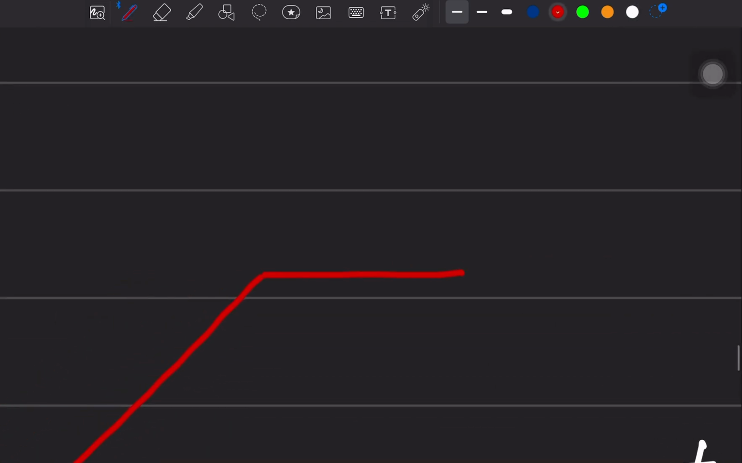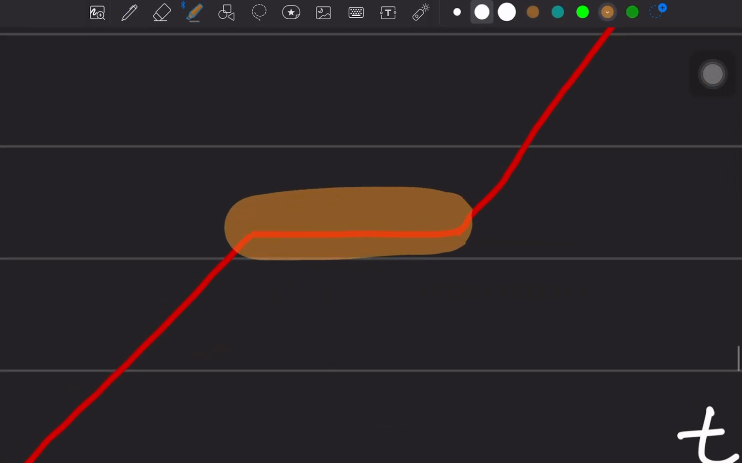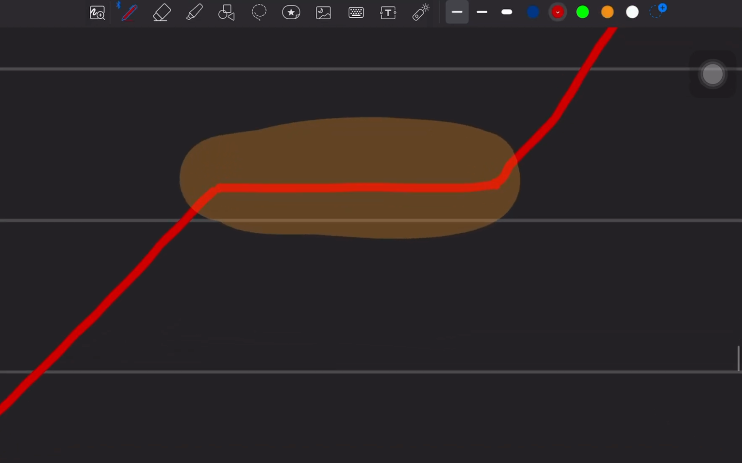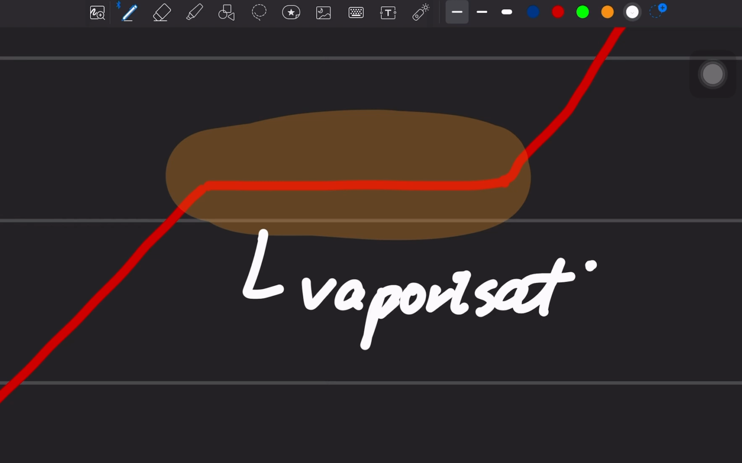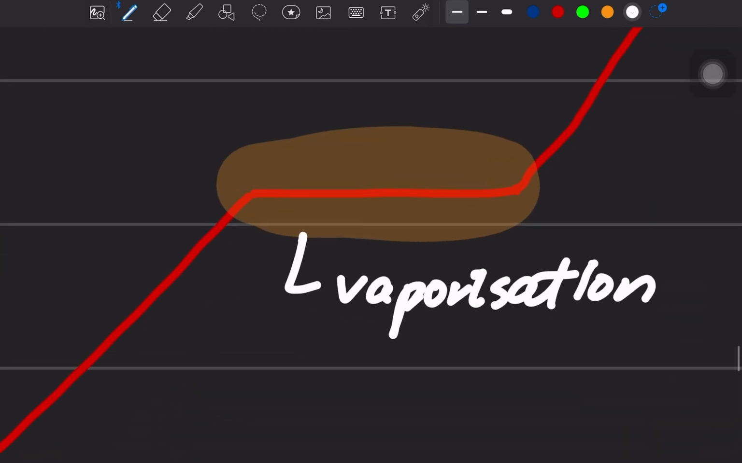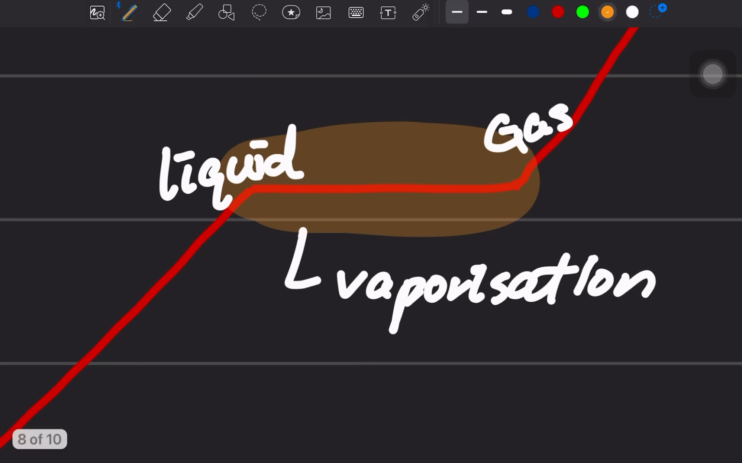And after it's been converted to gas, if I move on, the gas is being heated even more. And this is the journey we're talking about in this question. This is called the specific latent heat of vaporization, where now we have a liquid changing its state to a gas. And at this point, the temperature is 100 degrees Celsius.